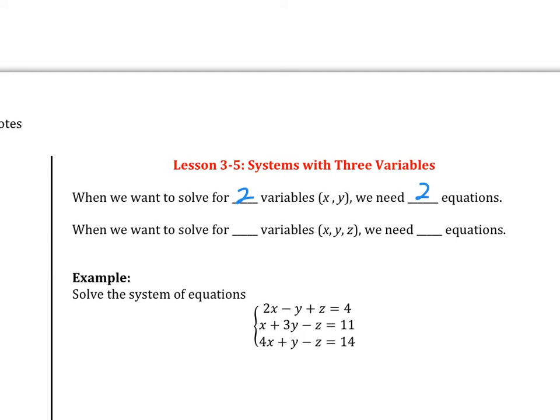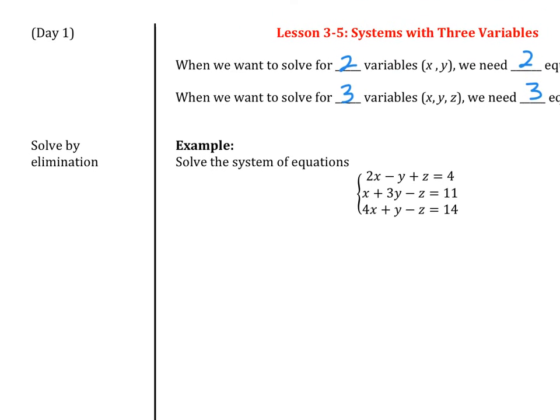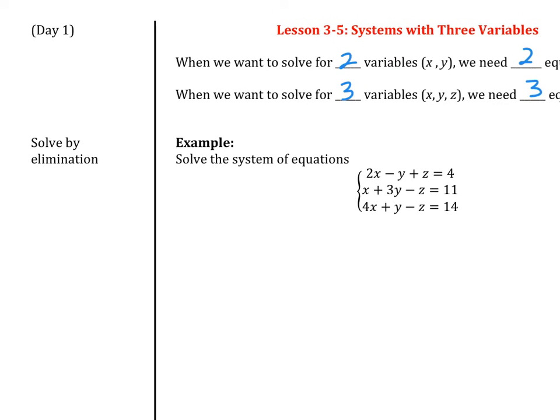So if we want to solve for 3 variables, x, y, z, how many equations do you think we'll need? We need 3 equations. So what we're going to do now is look at how to solve systems of equations with 3 variables. So we need 3 equations. Let's look at this first question. We have a system of 3 equations and 3 variables. We're going to solve this first using the first method, which is elimination.